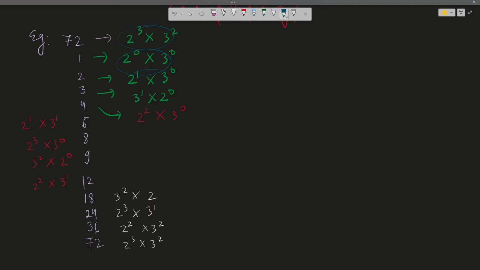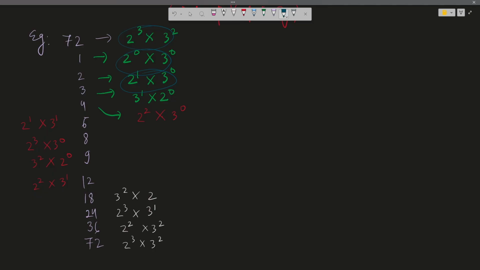This is a complete factor. This is a complete factor. And how many factors are there? 1, 2, 3, 4, 5, 6, 7, 8, 9, 10, 11, 12, 13, 14. In total, how many factors? 12 factors. I'm sorry, it's not 13, it's 12. I counted 72 twice. So there are 12 factors which are possible.